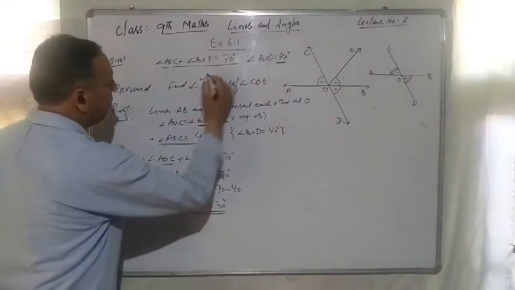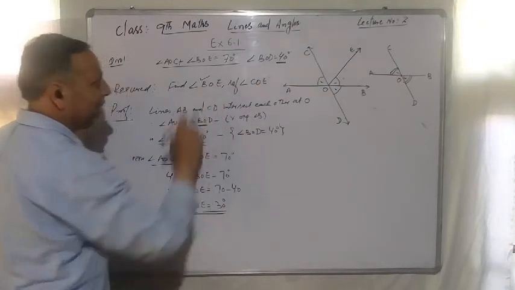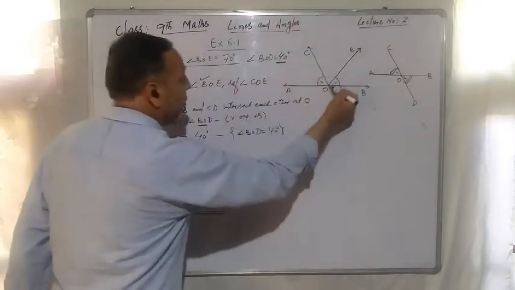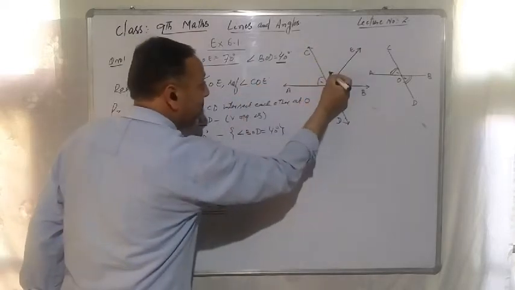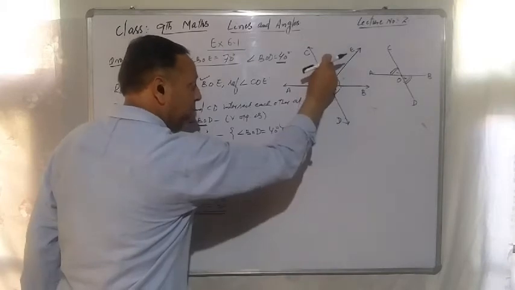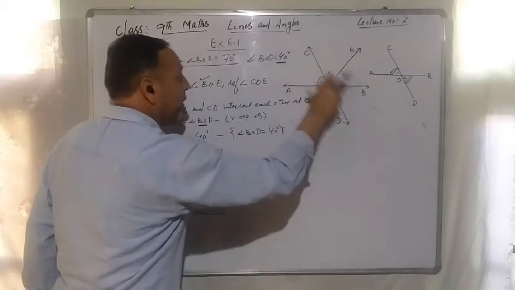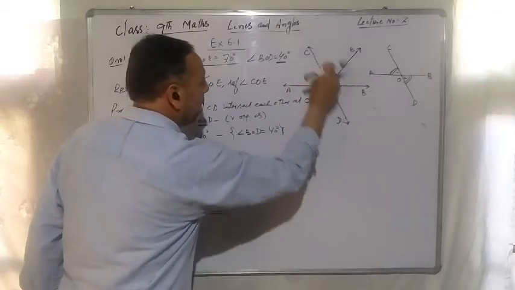This we have found out. एंगल BOE निकाला हमने. अब क्या निकालना है? रिफ्लेक्स एंगल COE. लेकिन रिफ्लेक्स एंगल COE निकालने के लिए पहले ये एक्यूट एंगल COE निकाल दो. First we have to find acute angle COE, then we can find reflex angle COE. So let us first find acute angle COE.